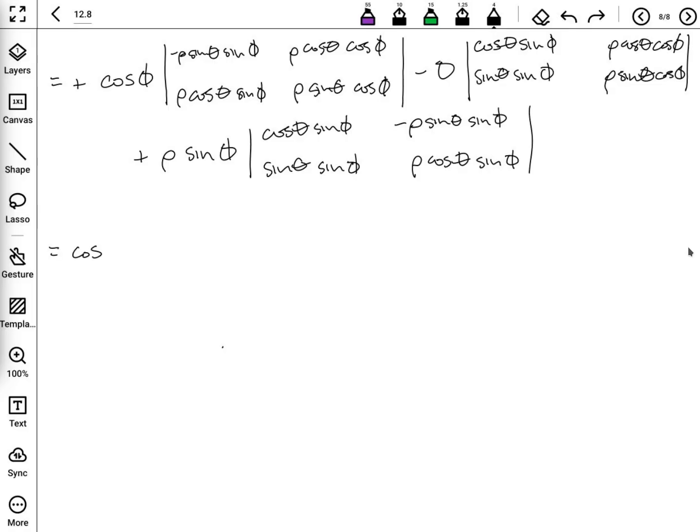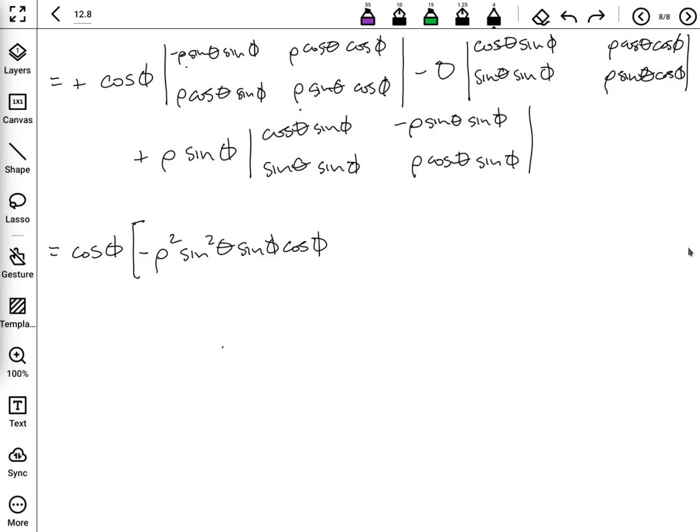So I'm going to get cosine phi times minus rho squared, because I'll have rho times rho, sine squared theta, sine phi, cosine phi. Lots of angles here.